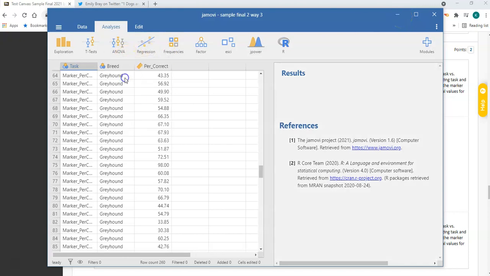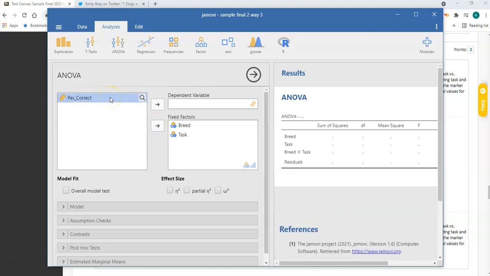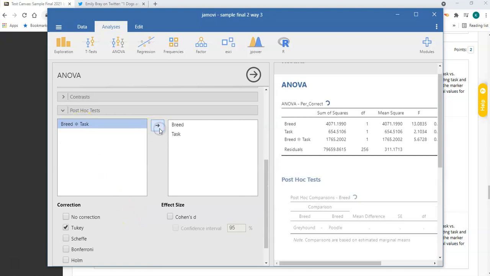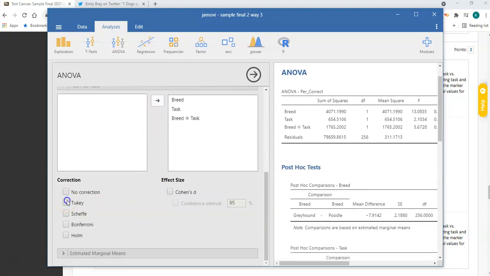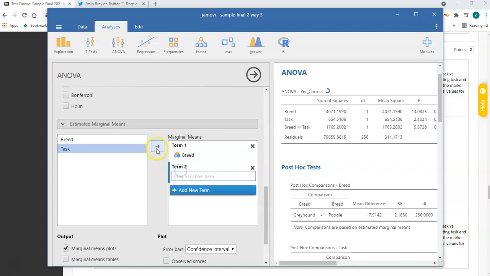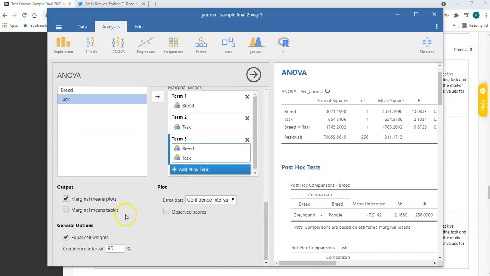So we wanted to go one way again. The two factors are the breed and the task, and the performance on whatever task they did is the dependent variable. We want omega squared. We want to get all of the post hoc tests. We do not want correction p-value, and we want the d and the confidence interval around d. And you definitely want to get a graph here. I think that'll help you interpret the interaction if there is one.